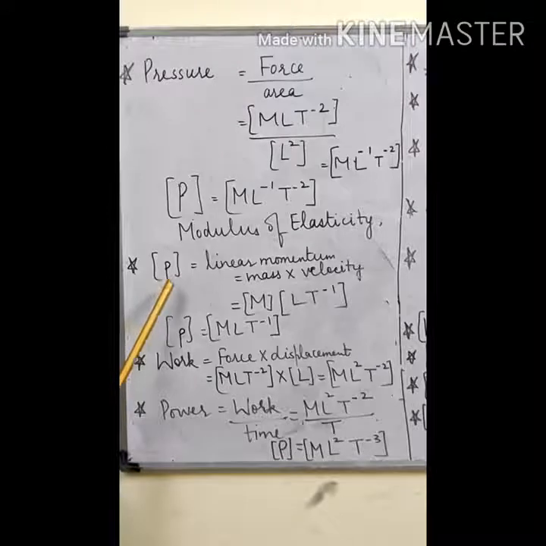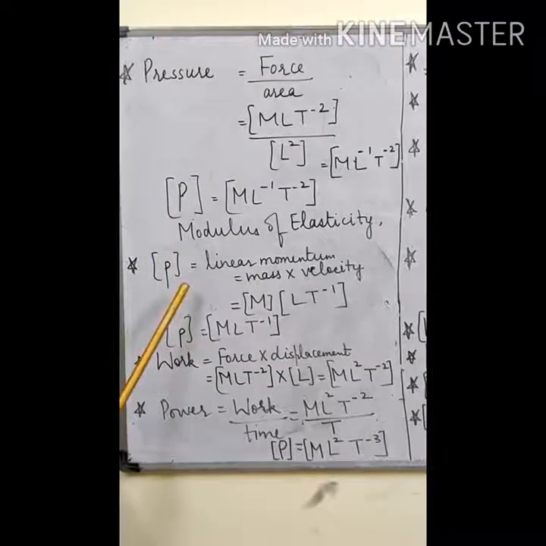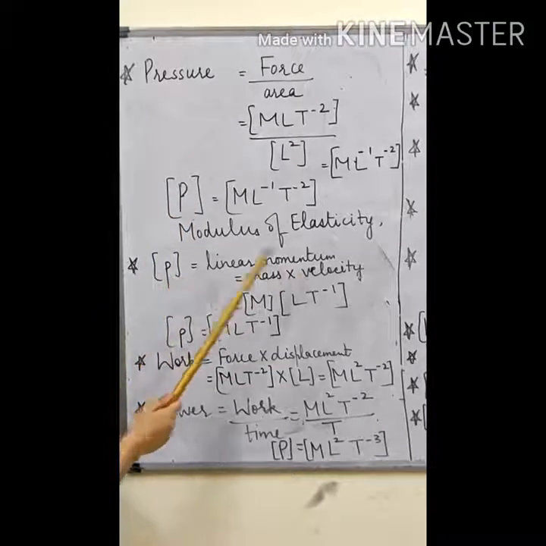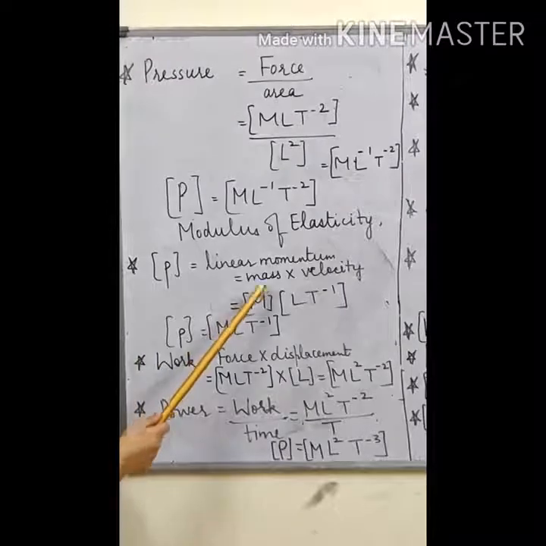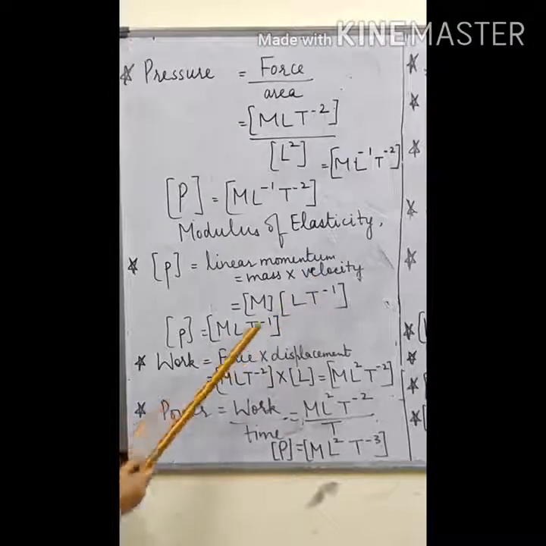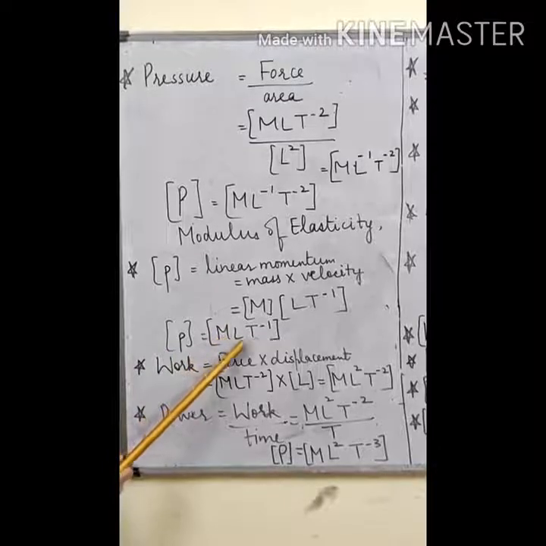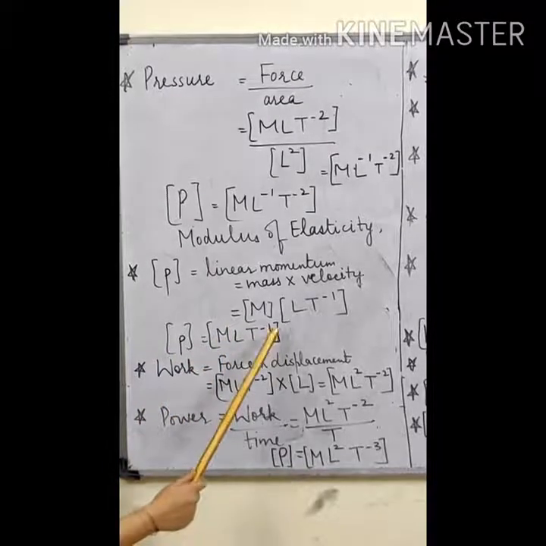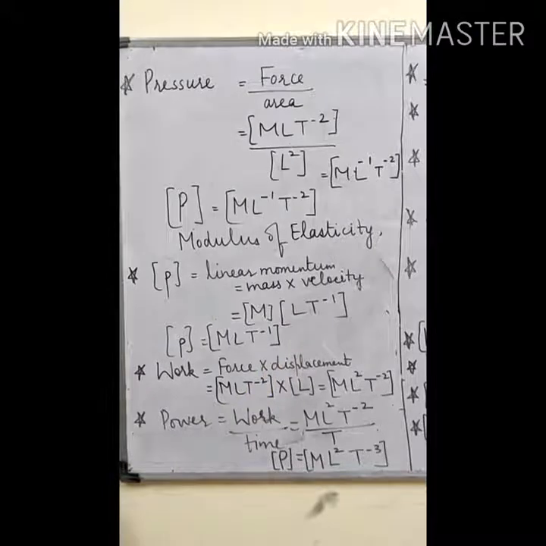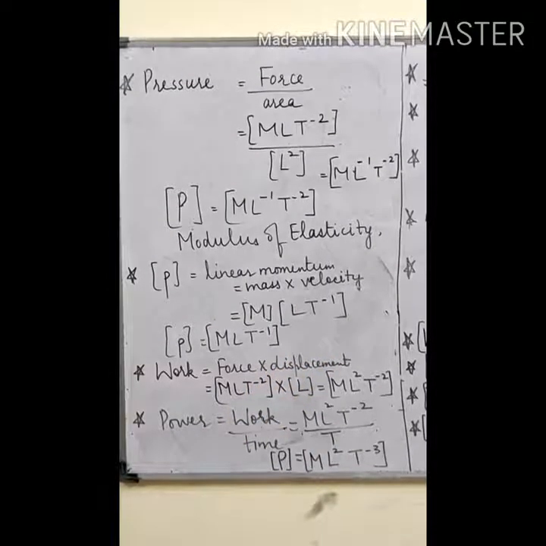Then comes the next quantity which has the same symbol but it is capital P for pressure. It is small p for linear momentum. Formula for linear momentum is mass into velocity. Mass M, velocity LT^-1. So the linear momentum's formula will be MLT^-1. Same dimensional formula will be for impulse. You can note down one more point here, that is called impulse.